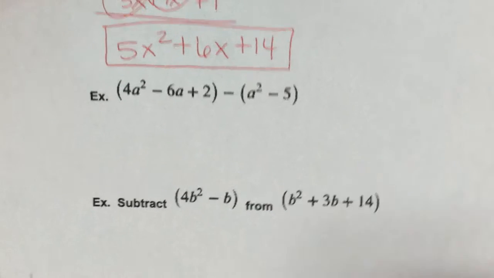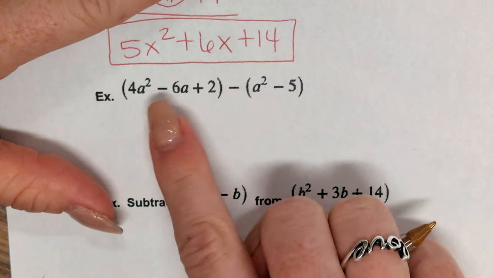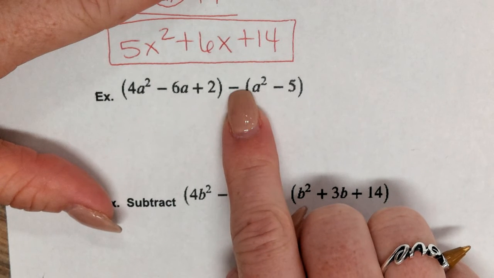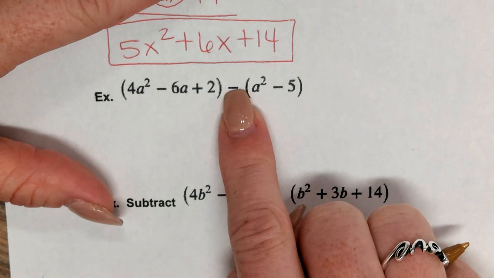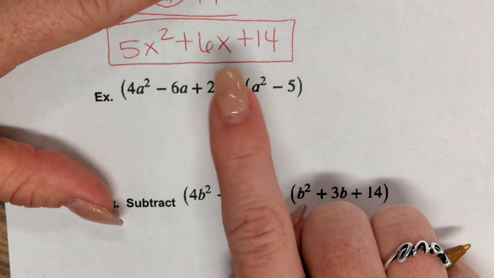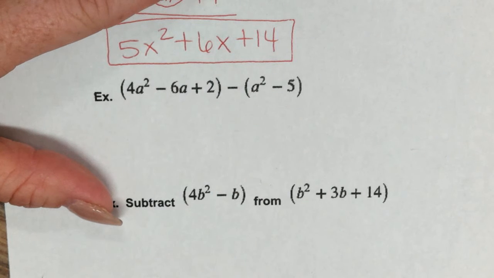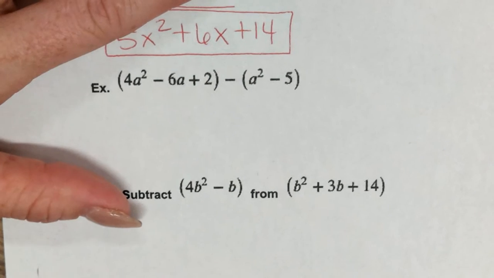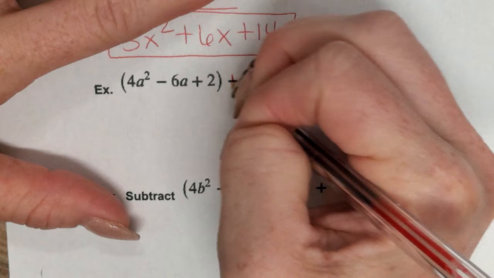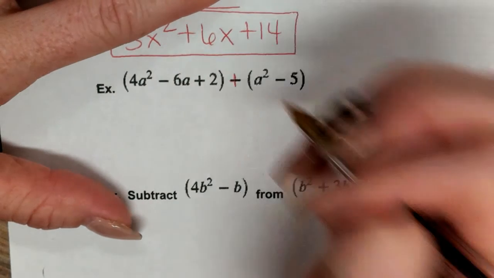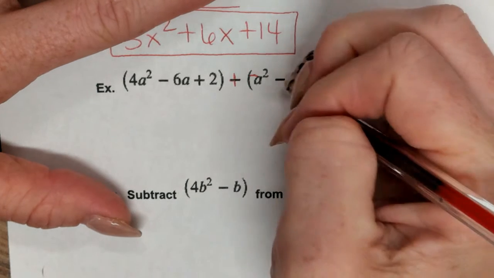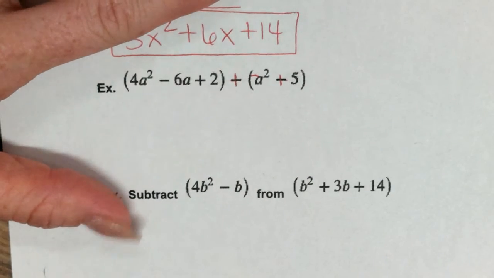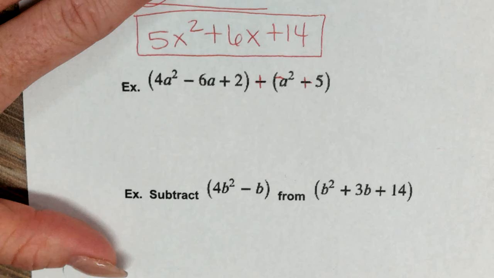Okay, this next one is subtracting polynomials, so what do I have to do? Change, change, change, which is basically like distributive property. You're basically distributing a negative 1. So change this to a plus sign, but change everything in here so this positive becomes negative and this negative becomes positive. And now you can line them up and combine them.